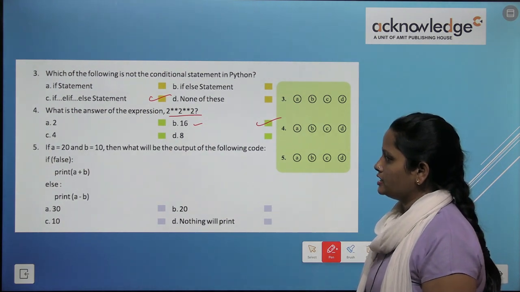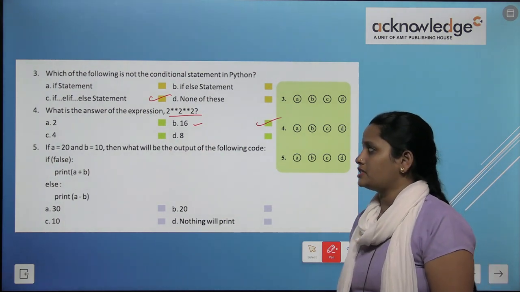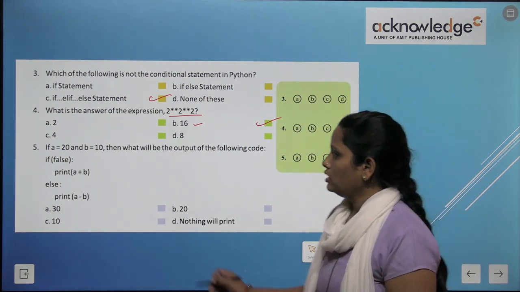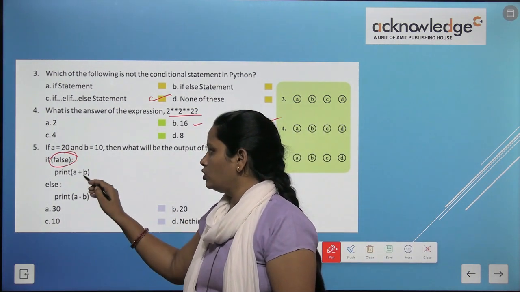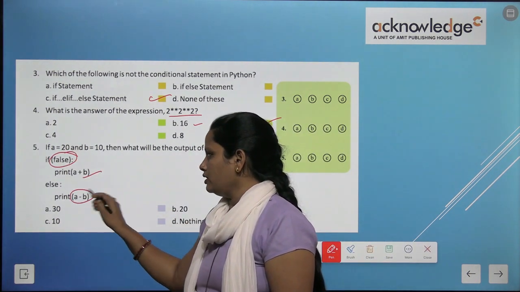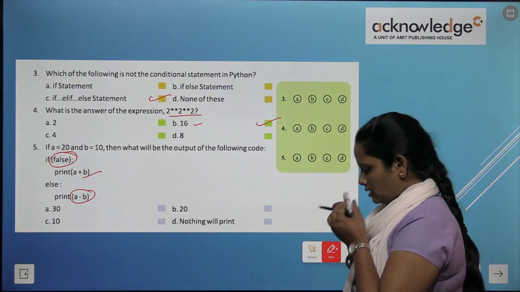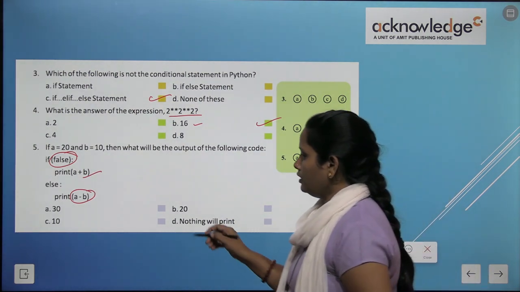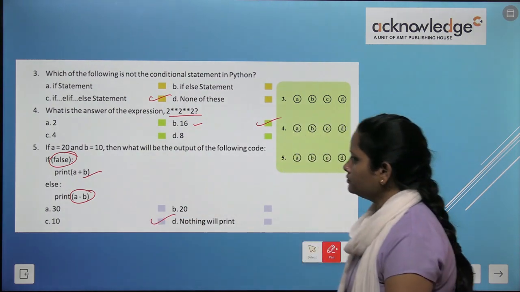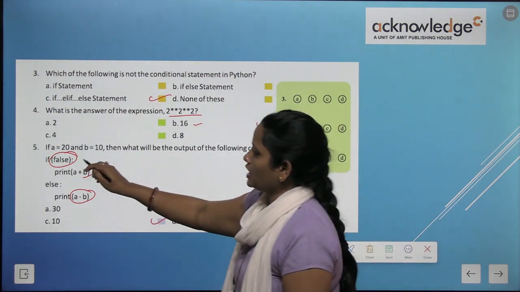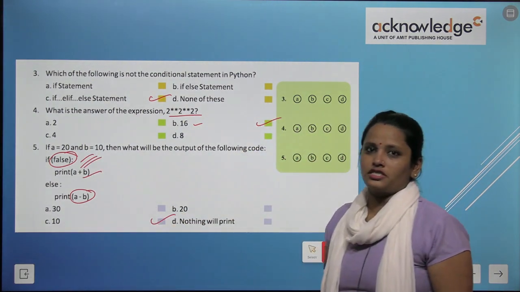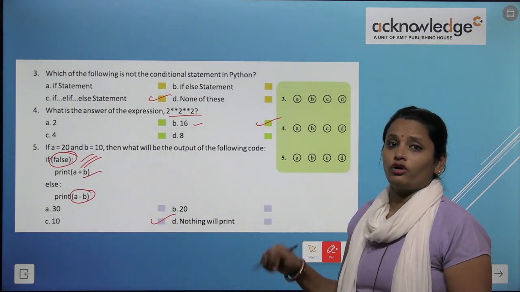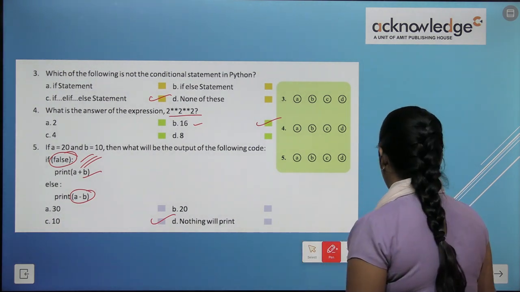And if A is equal to 20 and B is 10, then what will be the output? Agar false hai, to print AB, else print this. So here the answer is 10. It is the correct answer here, because it is telling about the false statement, or if में कभी भी false statement नहीं आता है.